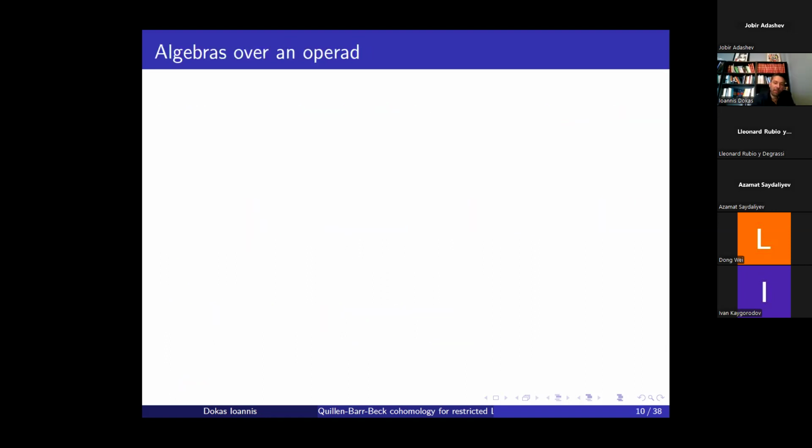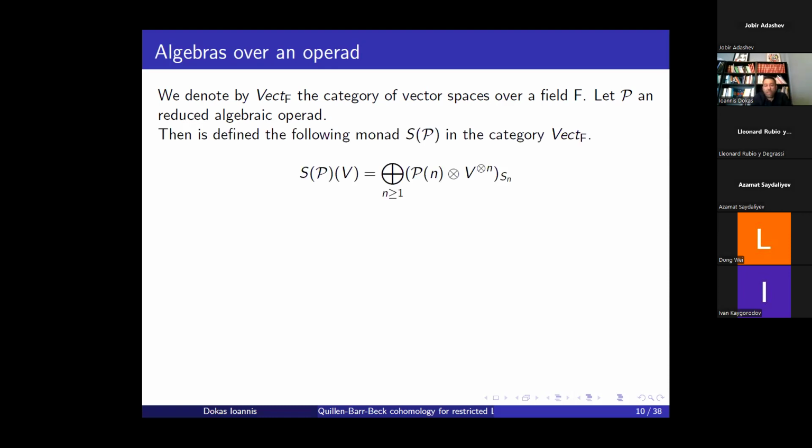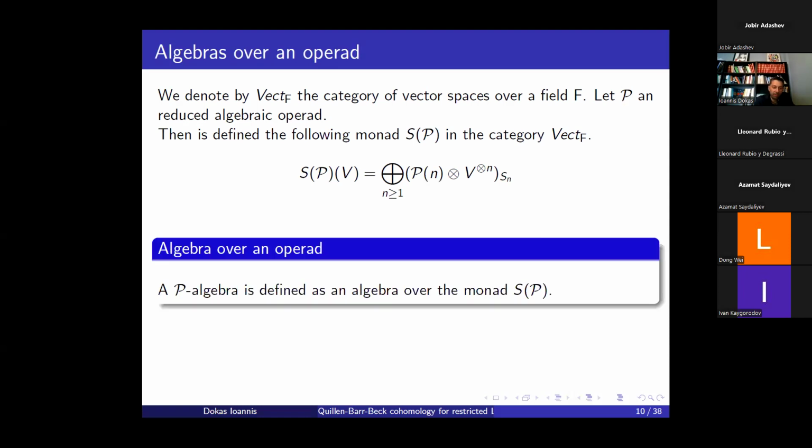Now, let me try to give the connection with the theory of algebraic operads. A good reference for this is the book of Loday-Vallette on algebraic operads. There you can find more details. I will briefly describe how we recover the notion of restricted Lie algebra in the theory of algebraic operads. I'll suppose that we denote by Vect the category of vector spaces over a field, and we have P, a reduced algebraic operad. Then a monad S(P) is defined by this formula in the category of vector spaces that you see here. Now, an algebra over an operad P is an algebra over this monad. So that's the definition: a P-algebra is defined as an algebra over the monad S(P) that we see here.